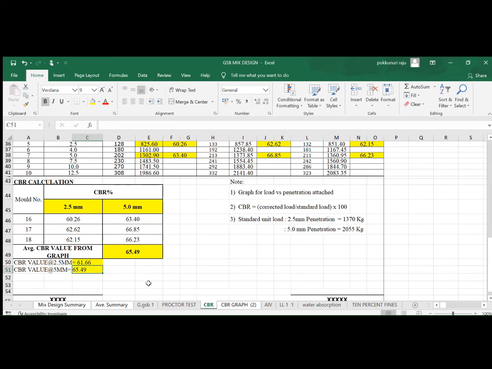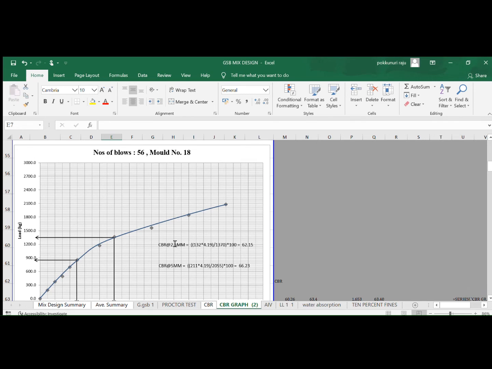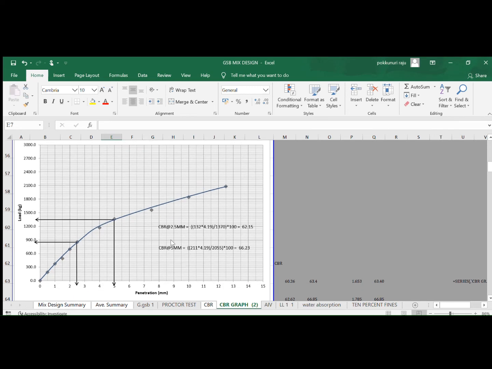The test needed to be repeated, but in the repeat test also we got the same results. That is the reason why we have taken the CBR at 5 millimeter penetration as the CBR value of this particular soil. Even when you plot a graph, you will get almost the same values. In the graph, you have to plot the penetration on the x-axis and take the load on the y-axis and then plot a graph.